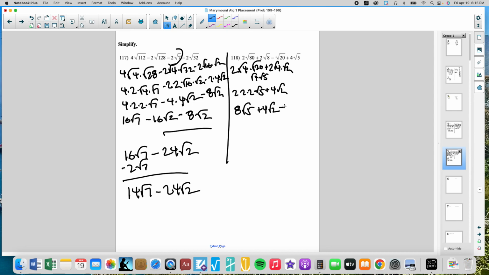Negative rad 20 is negative 2 rad 5. I know that. You should know that. Negative 4 rad 5. And then we have plus 4 rad 5. Doesn't have to be simplified. So we have coefficients, which is 10 rad 5 plus 4 rad 2. That should be the answer to number 18, 10 rad 5 plus 4 rad 2. Good.